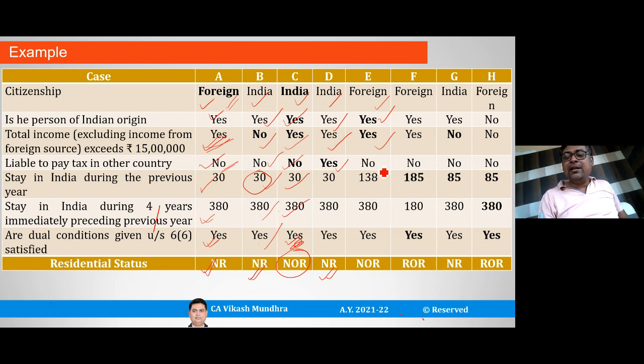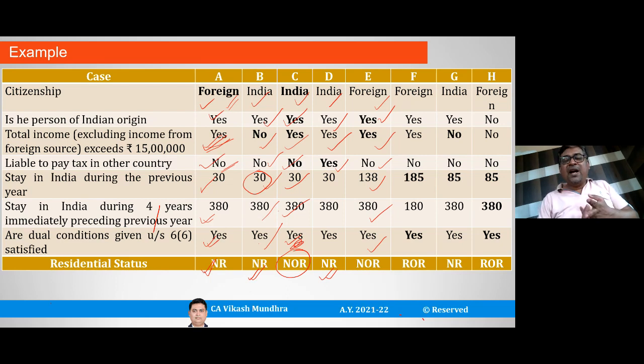Liable to pay tax in any other country, no. Stay in India during the previous year, 138 days. Stay in India during the 4 years immediately preceding the previous year, 380 days. Dual conditions are satisfied, yes. Now, section 6(1)(a) is not applicable because he has foreign citizenship. Does he reside in India for 182 days or more? No.